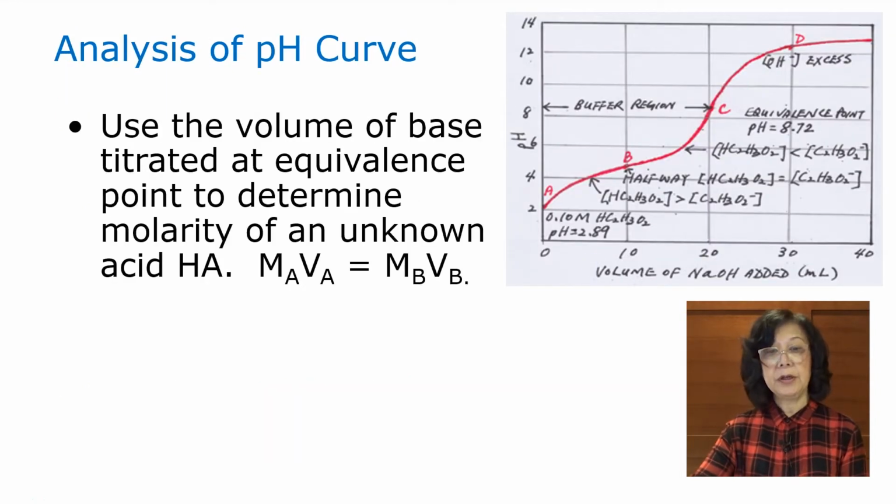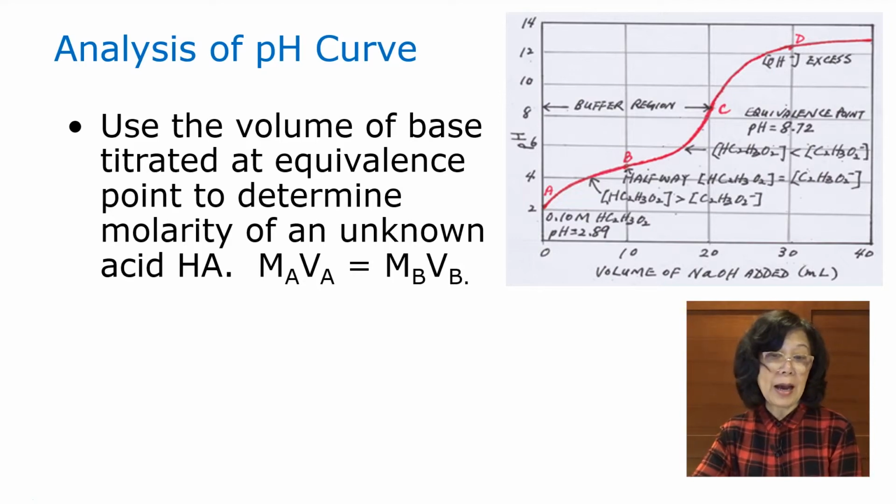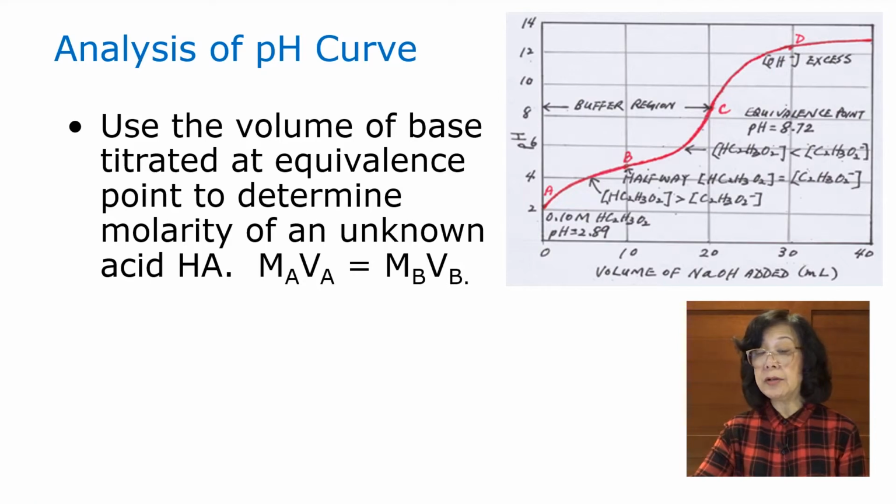Analysis of the curve. When you are given a pH curve as such, there are two pieces of information that you can determine from it. One would be the molarity of the unknown acid using the MAVA and MBVB formula. And now you can extrapolate that at the equivalence point C, there are 20 milliliters of NaOH added. So if we know the molarity and the volume of the NaOH, and we know how much of the HA we have in the flask originally, we can calculate the molarity of the weak acid.